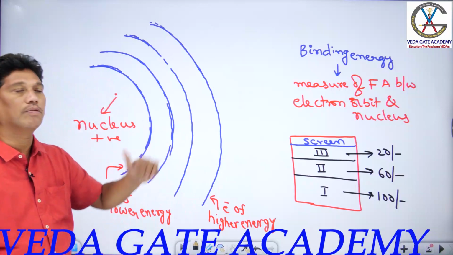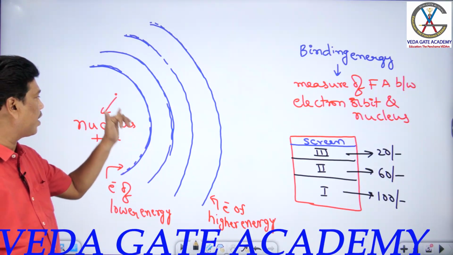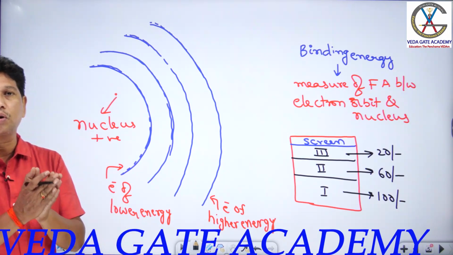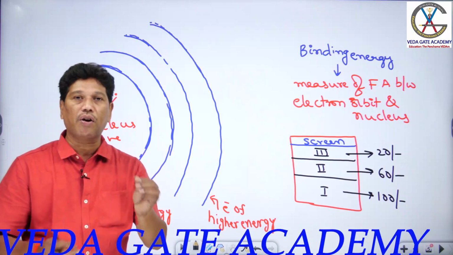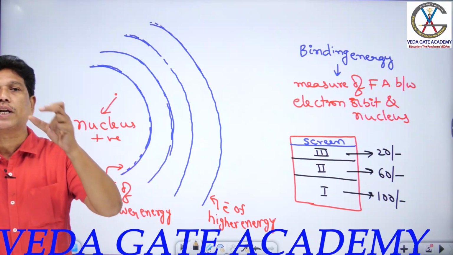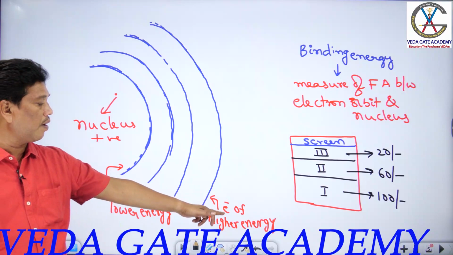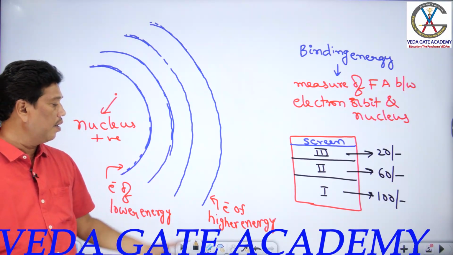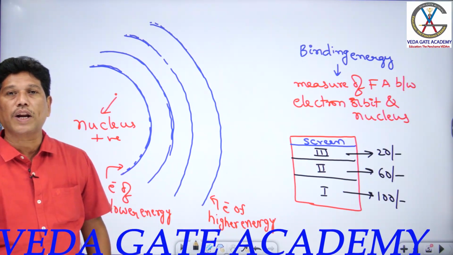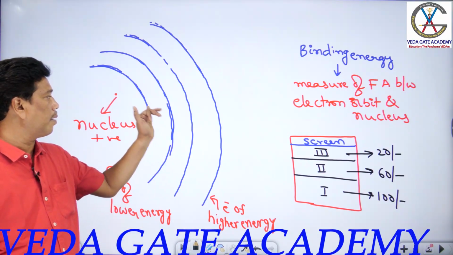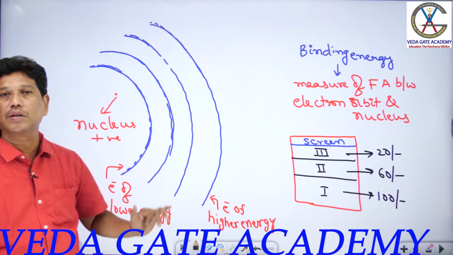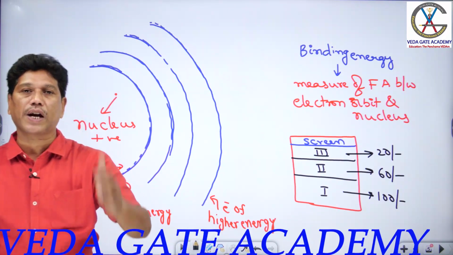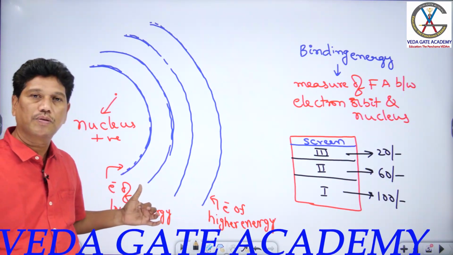Same story here also. An electron revolving very close to the nucleus is a lower energy electron, tightly bound with the nucleus, and such an electron requires more energy to become free. An electron of higher energy is away from the nucleus, and such an electron requires very little energy to become free. When the electron can skip away from these binding levels, it becomes free and can participate in current conductivity. So this is the case.